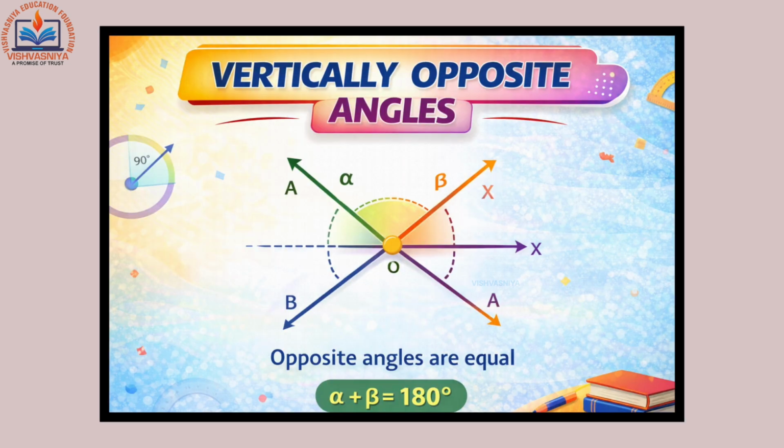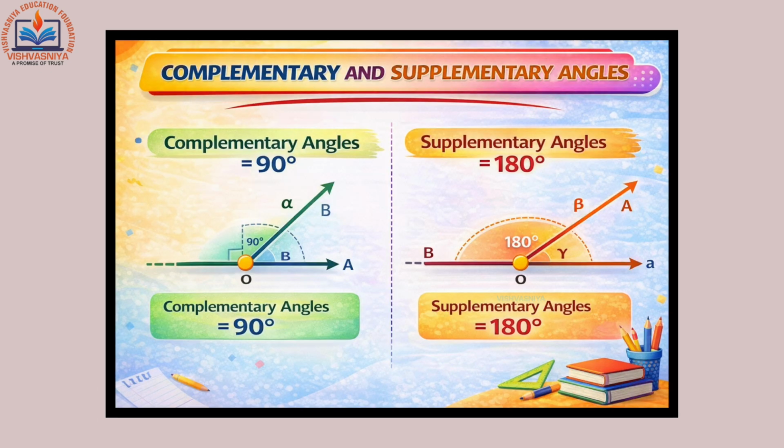When two lines intersect each other, they form vertically opposite angles. The important property is that vertically opposite angles are always equal. Two angles whose sum is 90 degrees are called complementary angles. Two angles whose sum is 180 degrees are called supplementary angles.